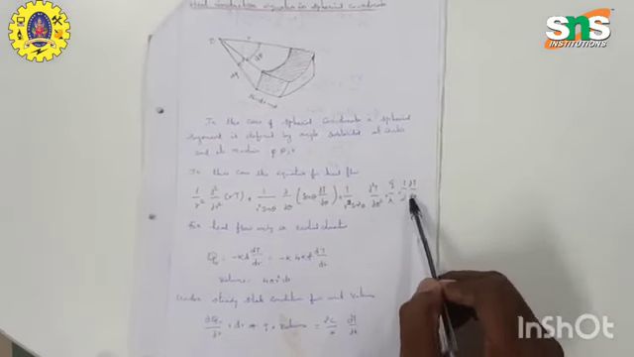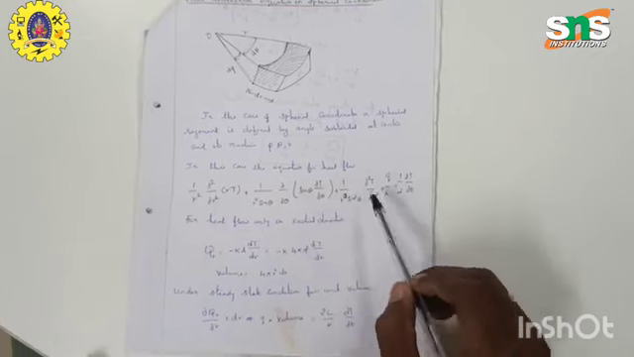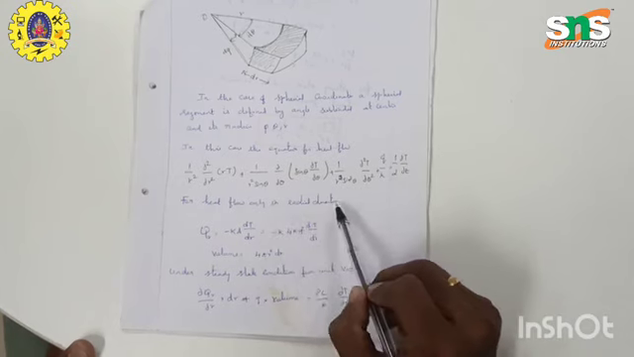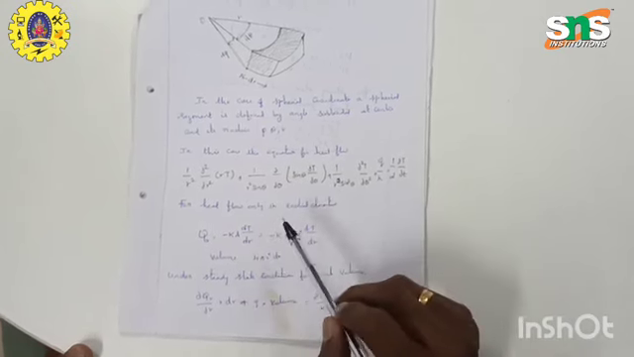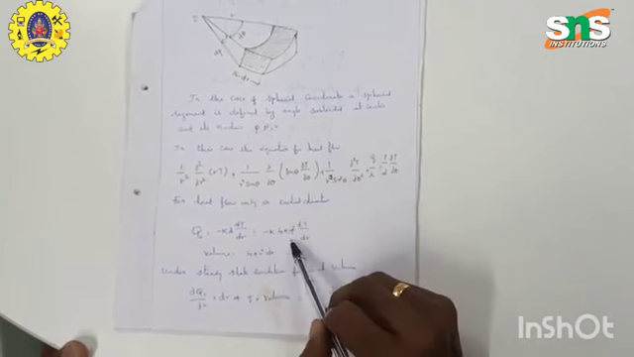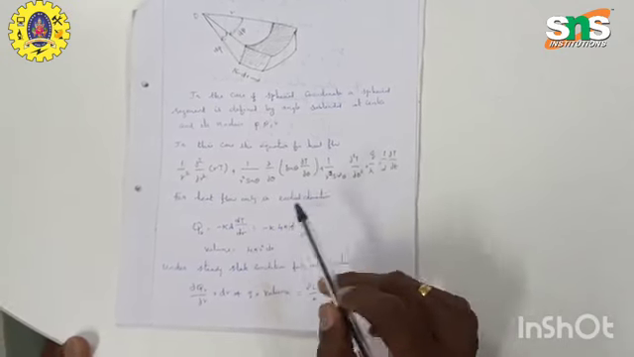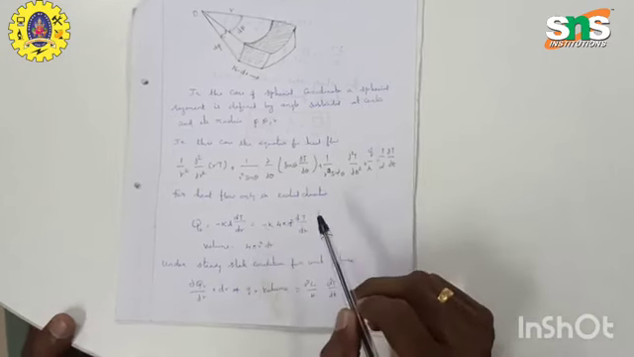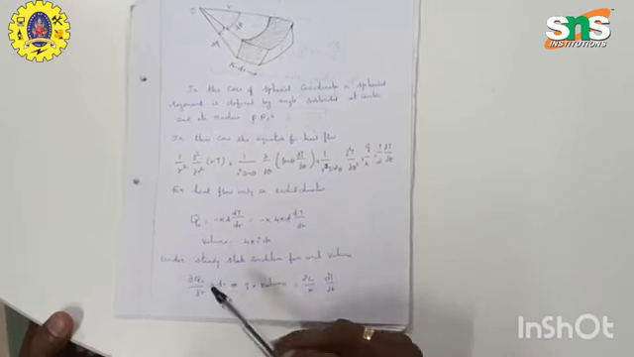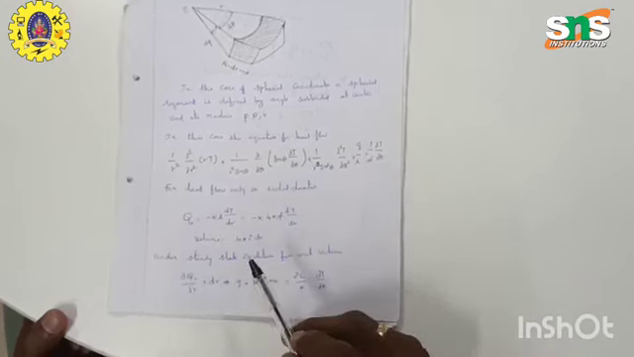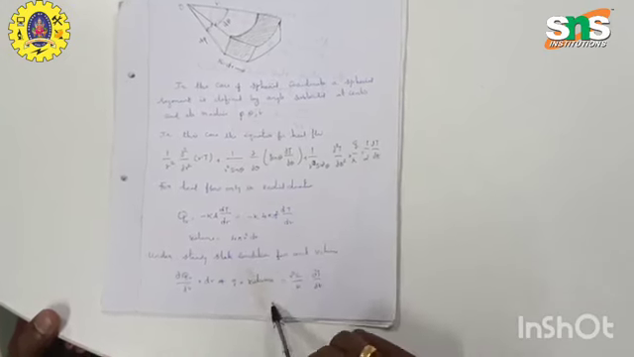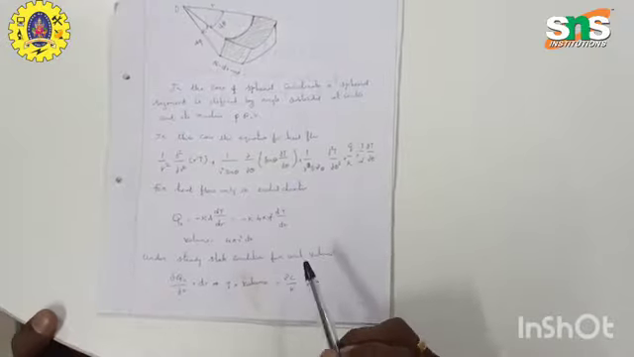Here alpha is the thermal diffusivity and q dot is the heat generation with respect to the time t. So for heat flow only in the radial direction, q r is equal to minus kA dou T by dou r, which is equal to minus k 4 pi r squared dou T by dou r, and the volume is 4 pi r squared into dr. Under steady state condition for a unit volume, dou q r by dou r into dr is equal to q dot into the volume of the spherical element, which is equal to rho c by k dou T by dou t.